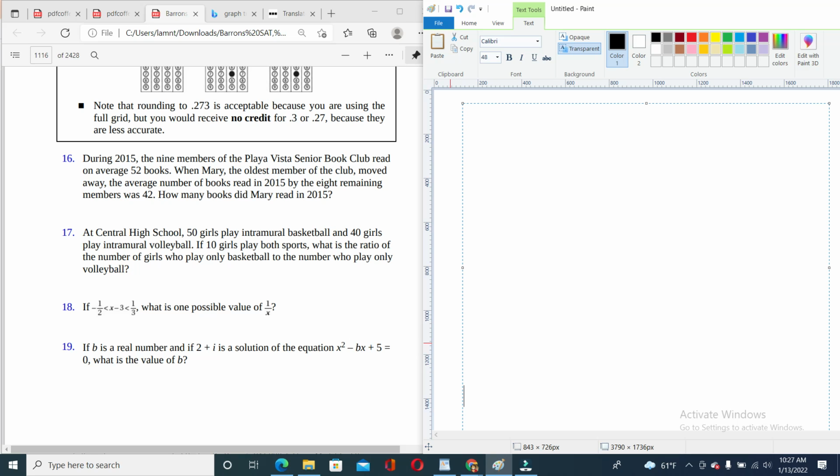During 2015, the 9-member Playa Vista Senior Book Club read a range of 52 books. When Mary, the oldest member, moved away, the average in 2015 of the 8 remaining was 42. How many books did Mary read in 2015? Okay, 16.